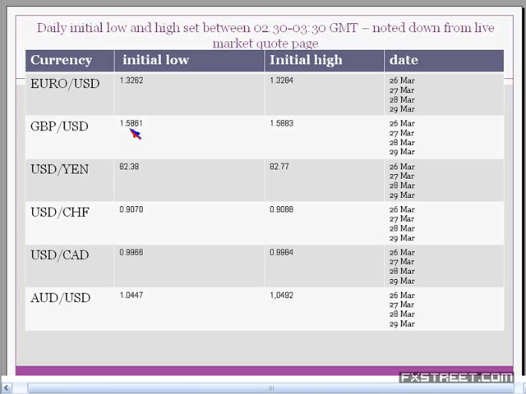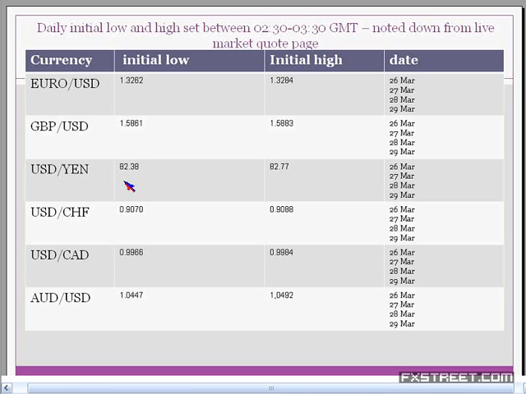And in the case of GBP, 1.5861 is the initial low, and they just breached it and formed a new low, 1.5854. You can see it on the live market quote page. The high was 1.5883, which has not been breached. So they have just made a brief drop below the initial low. When the new low is not being breached during the late Japanese session, you can try to take a buy.